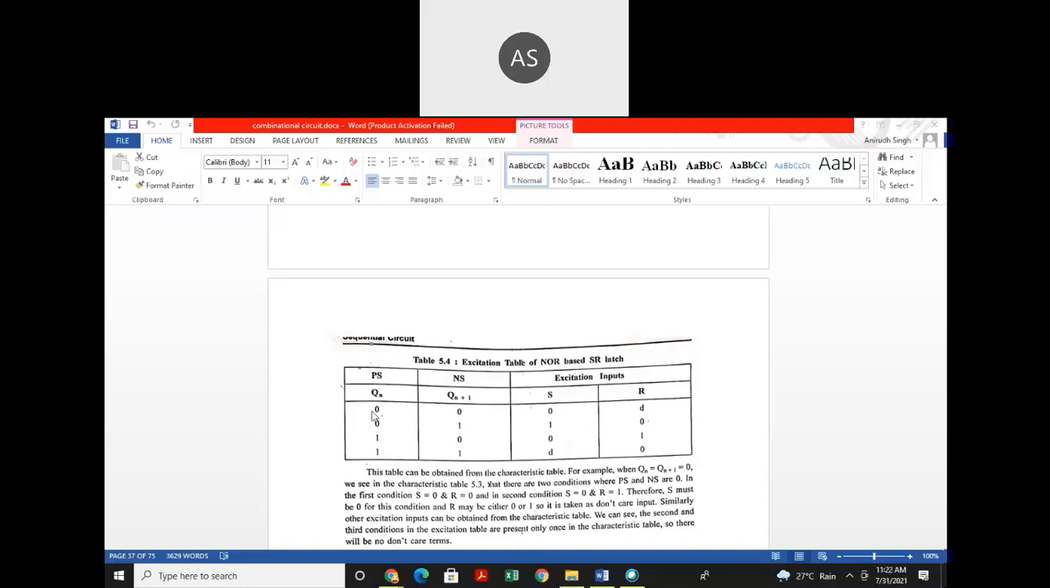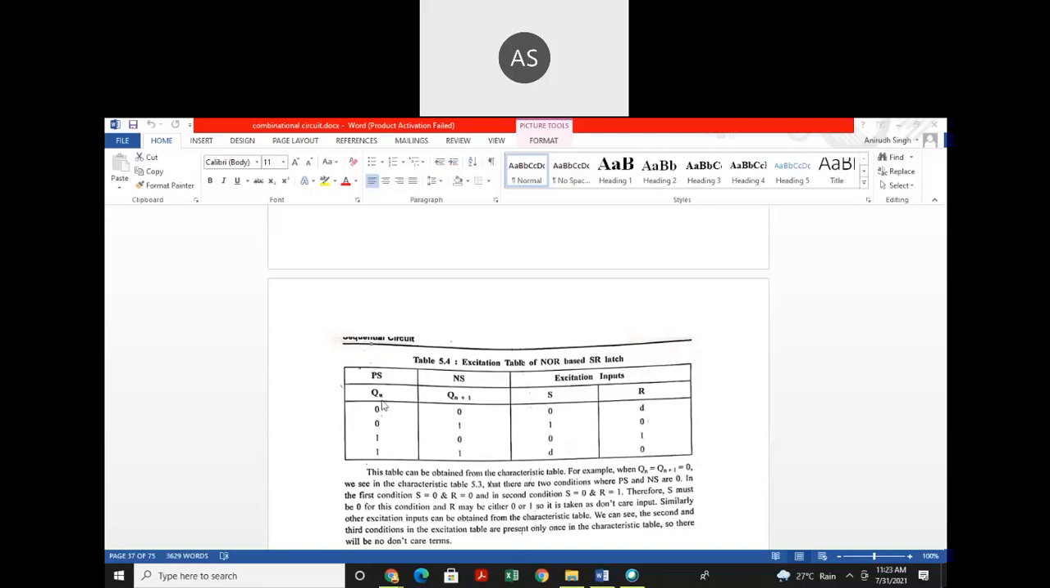Means when present state is 0, next state is 0, it means we can apply 0 at the set terminal, and we can apply 0 or 1 at the reset terminal. So we can denote this input terminal as don't care condition, means reset input may be 0 or 1.